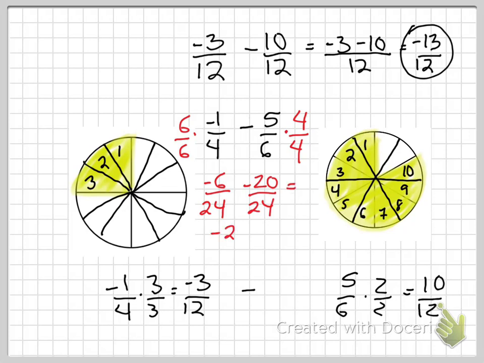You can type that into your calculator. It gives you negative 26 over 24. So all that's left to do now is to reduce it. Both of these are even numbers, so I can divide them by 2. And I end up with exactly what I did before, which is negative 13 over 12.